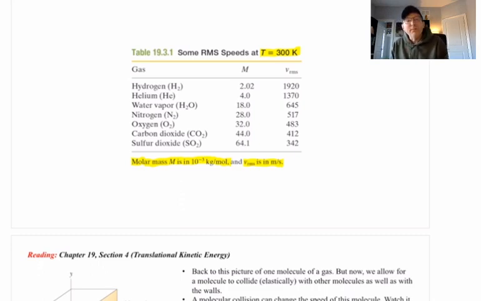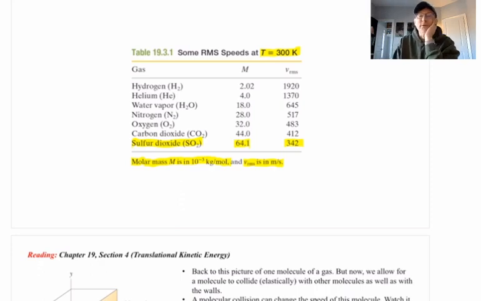And it gives the molar mass in grams per mole and the RMS speed in meters per second. Since they're all at the same temperature, the determining factor for why these various v_RMS values are different is the different molar masses. As the molar mass of the species of molecule goes up, the RMS speed goes down. The most massive molecule in this table, sulfur dioxide, at 64.1 grams per mole, at 300 Kelvin, the molecules have an average speed, RMS speed, of 342 meters per second.